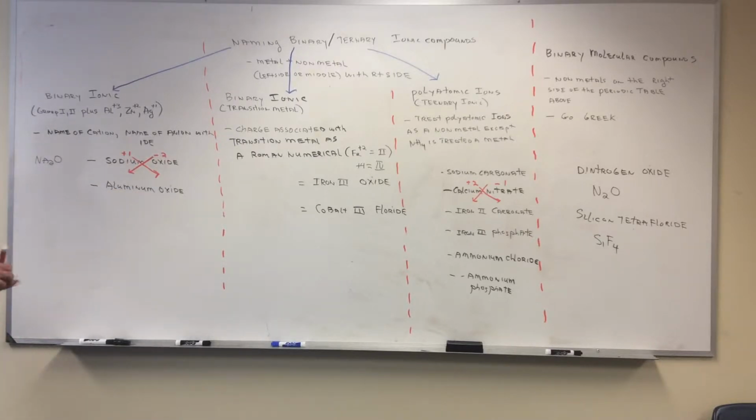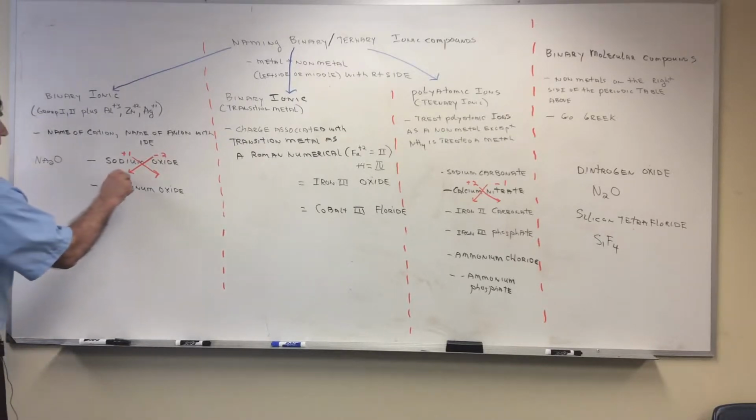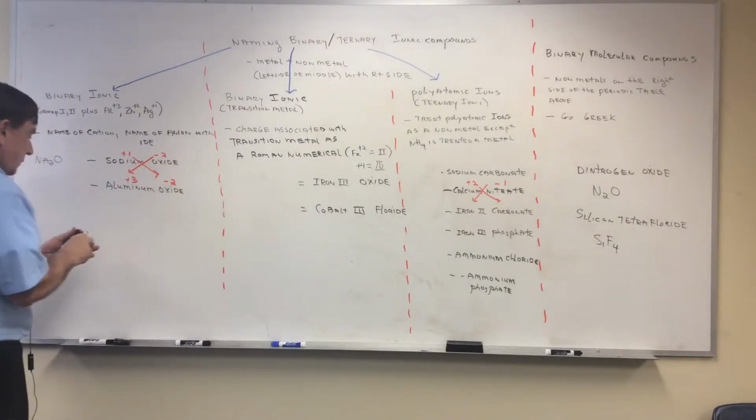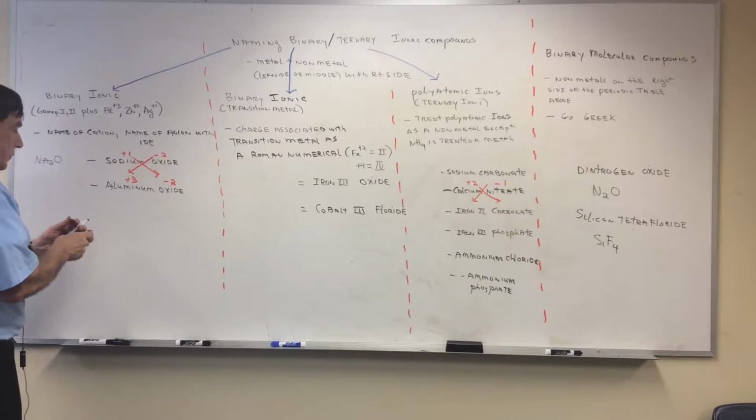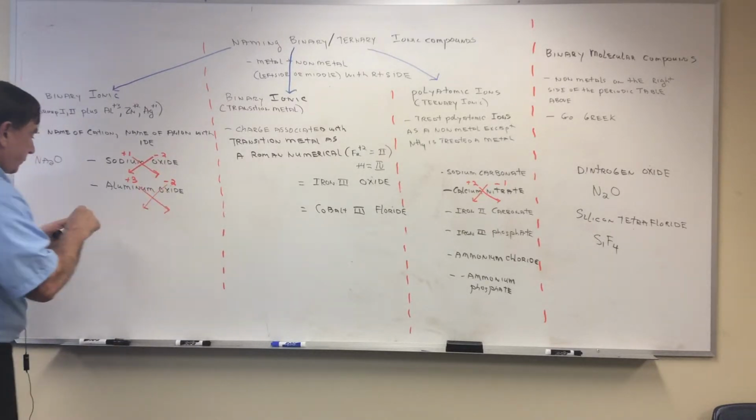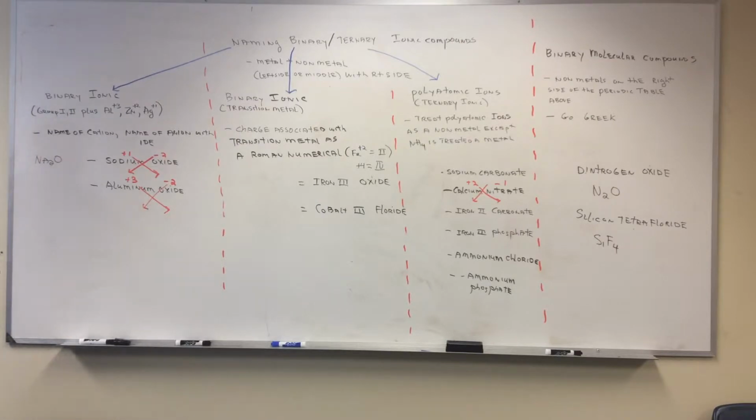This one, aluminum oxide. Let's look at this one. Again, looking at this is +3 and this is -2. When we do the crisscross, it means that aluminum now is 2, Al2O3. That's why I call it a reverse cross.